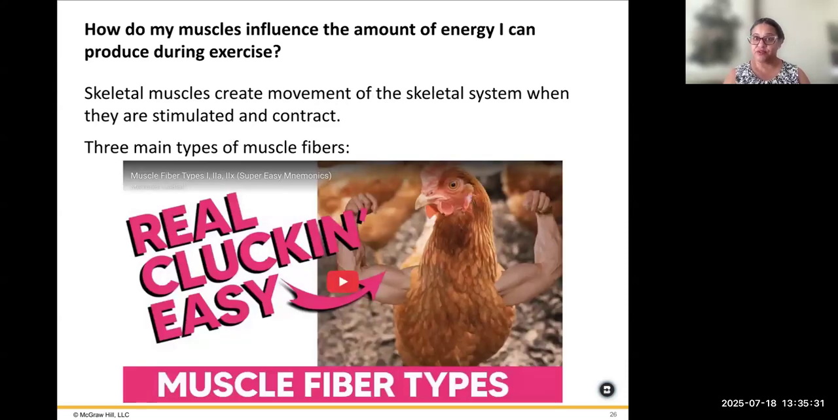So how do my muscles influence the amount of energy I can produce during exercise? Skeletal muscles create movement of the skeletal system when they are stimulated and contract. There are three main types of muscle fibers, and I'm going to show this video. I like this guy because he talks about it in a way that's supposed to help you memorize the information better.